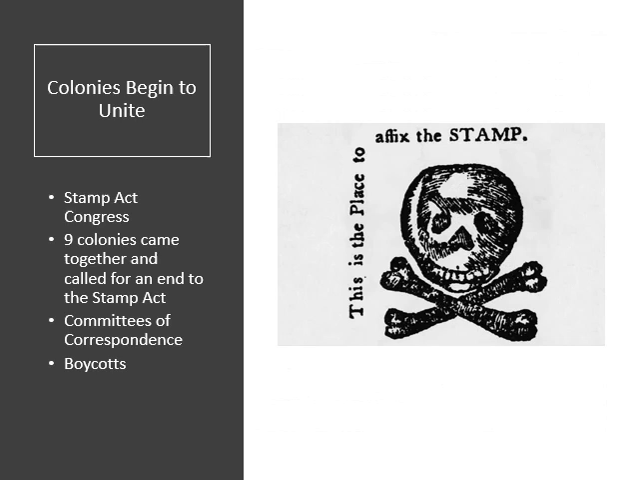The colonies actually began to unite because of the Stamp Act. In 1765, 9 colonies came together and called for an end to the Stamp Act. This was known as the Stamp Act Congress of 1765. And so they all came together to work together, 9 colonies. And this is the first time they had really started to unite together with a common purpose.